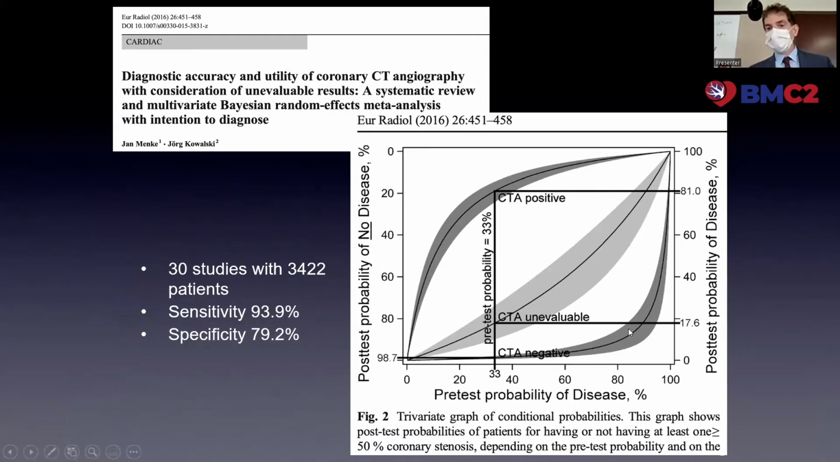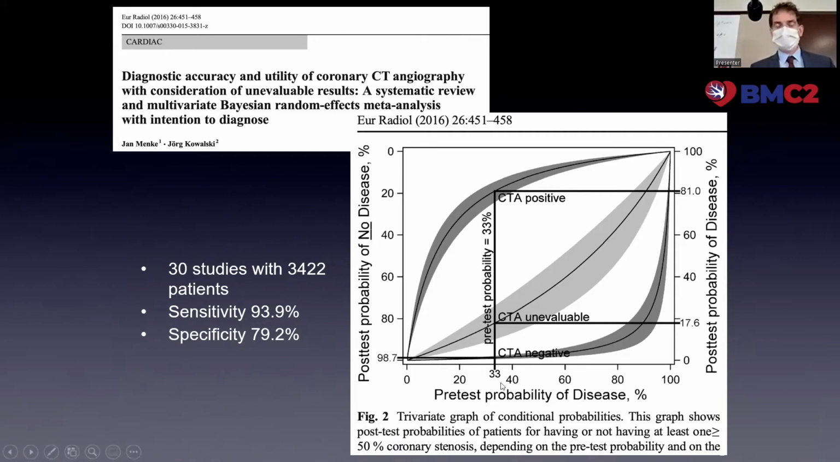Let's say you're way over on this end. Let's say you're almost certain somebody has coronary artery disease, really high likelihood, 90%. If you test them and the CT is negative, you still have about a 20% chance that they have coronary artery disease. So CT is not good, and most of our diagnostic testing is not good, at the extremes. It's really helpful in the intermediate risk patients.